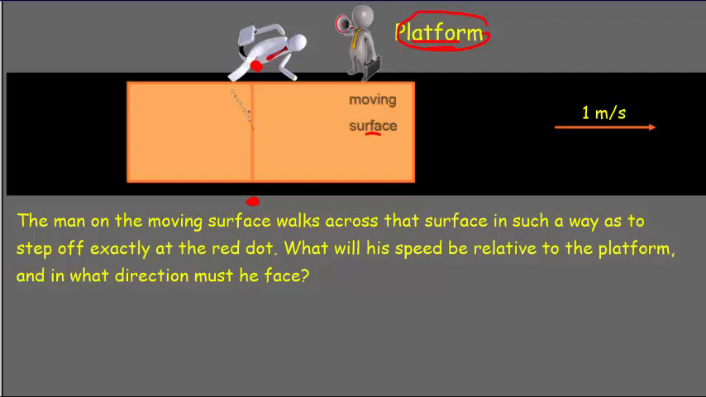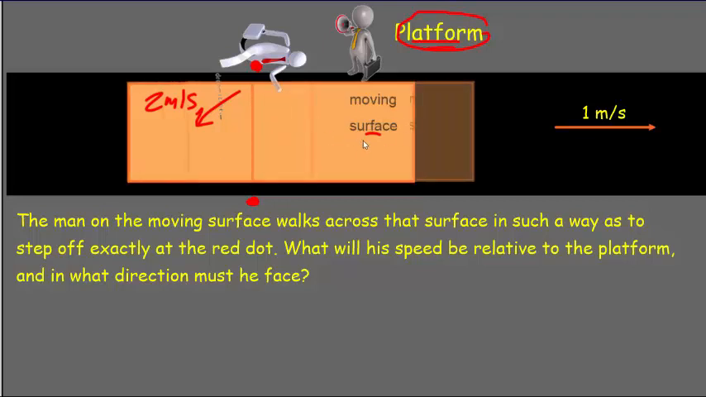What that means is he's going to have to aim himself more in about this direction. He's still going to have the same walking speed of 2 meters per second, but now he's got to make up for the fact that the platform is going to move forward in the time he walks across. So what we want to do here is to add up those two velocities, his motion relative to the moving surface plus the motion of the surface itself.